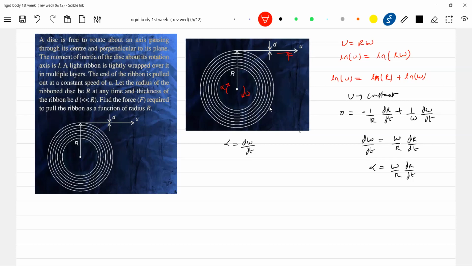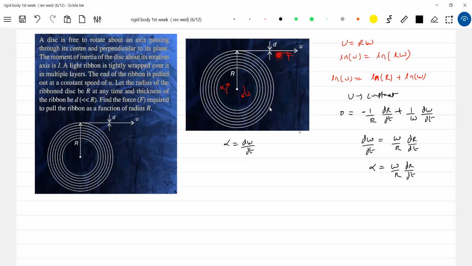What is that dt? dt is some interval of time, no? So in that interval of time, if this much length of the ribbon comes out, that much length of the ribbon here should decrease, no? Thickness of the ribbon is also d. So what is that u dt? So volume of the ribbon should be considered, no? How much volume of ribbon is here?